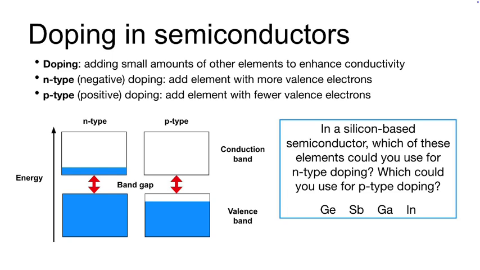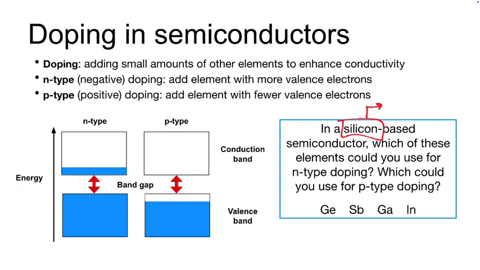So if we go through and look at silicon-based semiconductor, which of these elements could you use for N-type doping? Which could you use for P-type doping? Actually, I think this one's fairly straightforward. So remember your N-type, you're adding an element with more valence electrons. For P-type, you're adding an element with fewer valence electrons. So if we're looking at a core material as silicon, there it is.